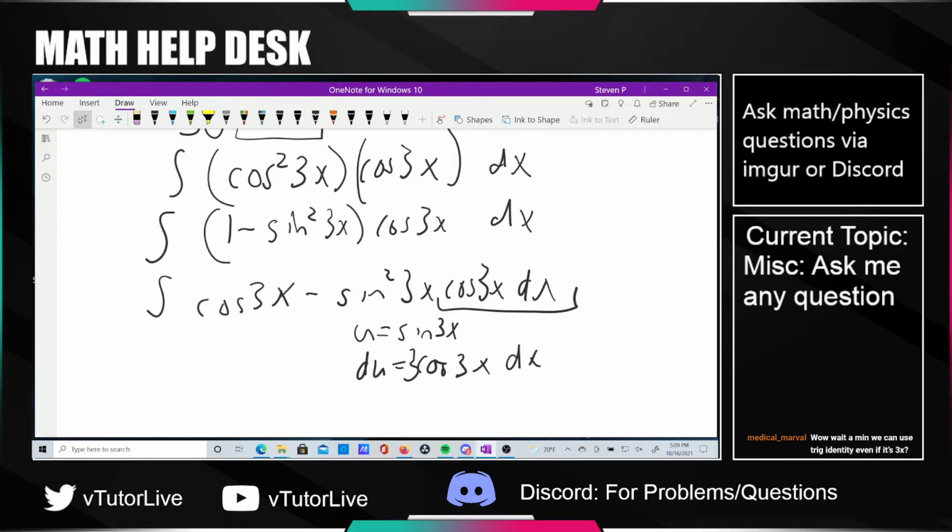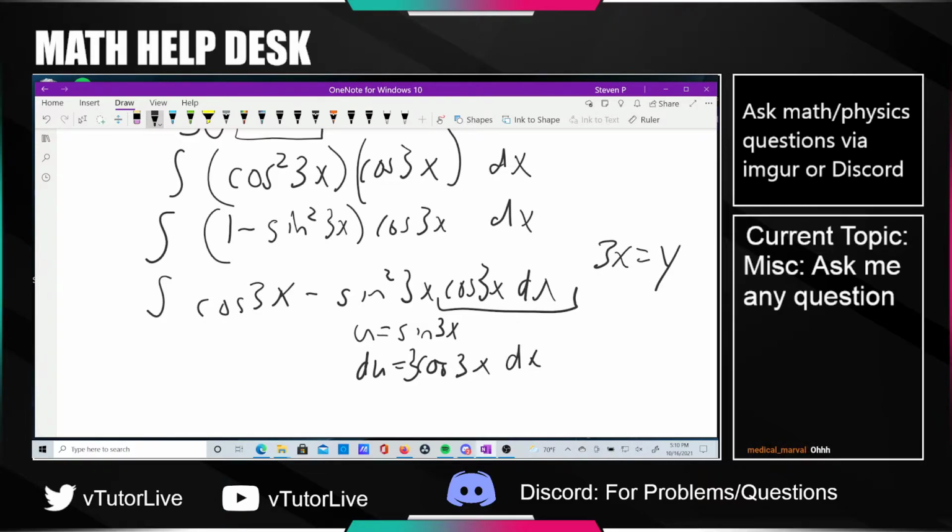Can we use the trig identity even if it's 3x? Sure. I mean, what is 3x, right? You may as well just let 3x be equal to y. Yeah, you can totally use a trig identity. You know, sine squared plus cosine squared. You can do sine squared of 10x plus cosine squared of 10x is still equal to 1, right? Because 10x is really just some other variable that you can think of as like y.